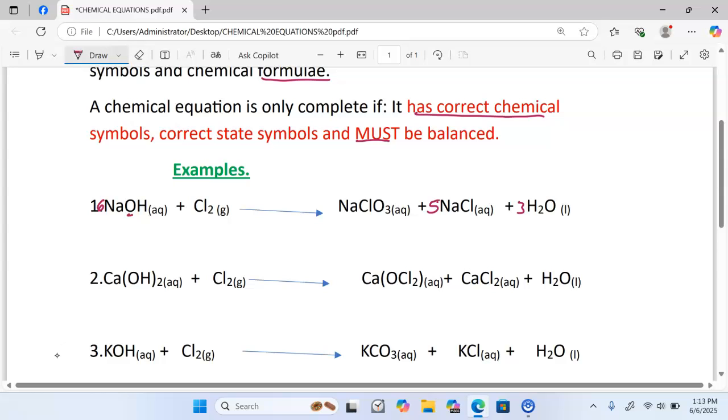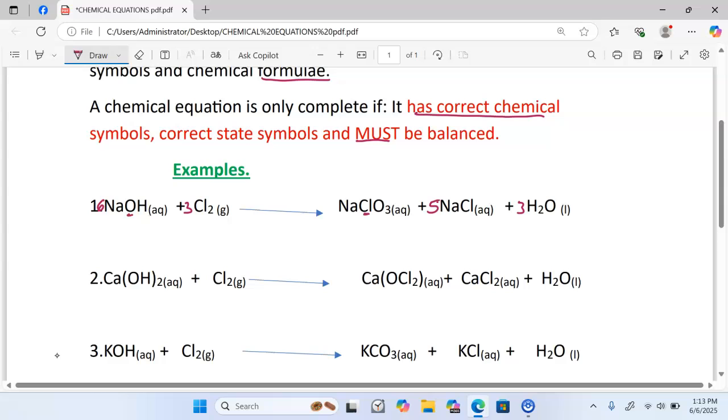Then now we move and look at the number of chlorines. You realize chlorine on the product side we have 1 plus 5 here, giving us 6. For us to balance chlorines, we simply multiply 3 behind chlorine. Once we have done that, we can now check and see whether our equation is balanced.